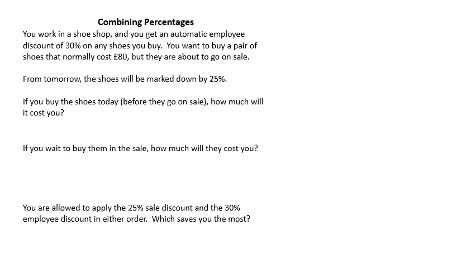First though, combining percentages. The example here is an employee discount followed by a sale. First of all, it seems fairly logical. If you buy the shoes today before they go on sale, well, you get a 30% discount, so you'll be paying less than you would otherwise need to. If you wait and you buy them in the sale, then you end up with a 25% discount. If you're allowed both the 25% discount and the 30% discount, it turns out it doesn't matter what order you apply them in.